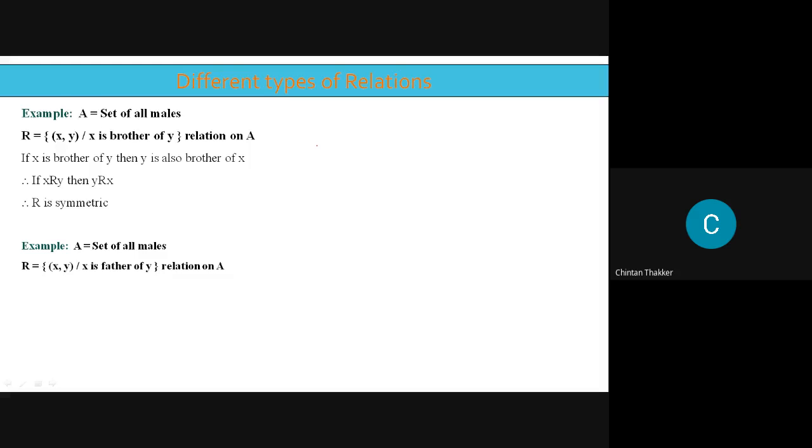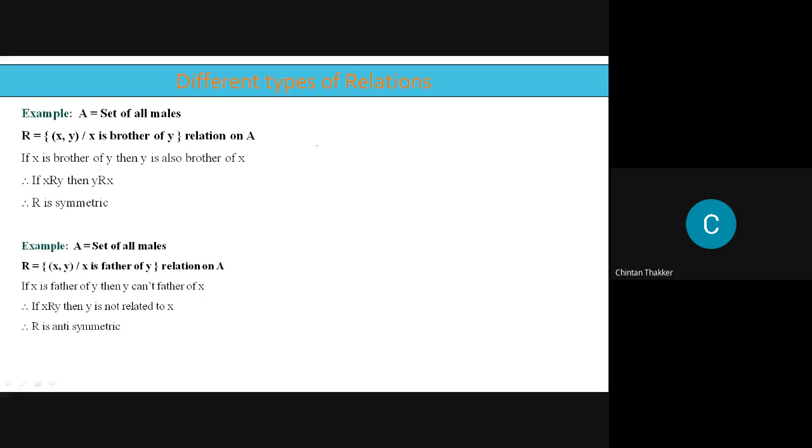But if your relation is given, x is the father of y, then here there is no possibility that y is the father of x. Okay, if x is the father of y, that means y cannot be father of x. So if x is related to y, then y cannot be related to x. This relation is anti-symmetric.